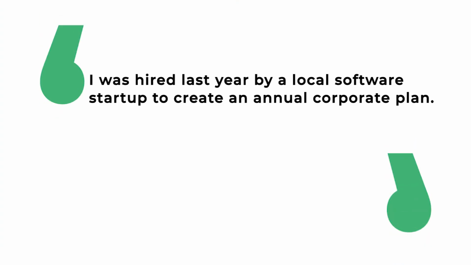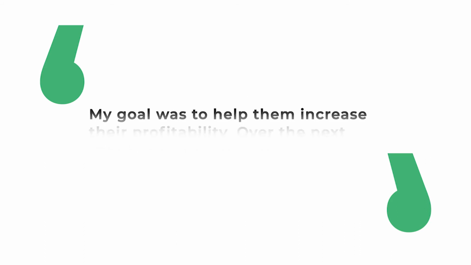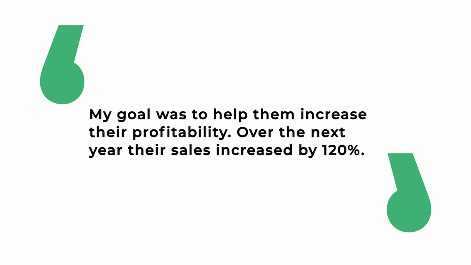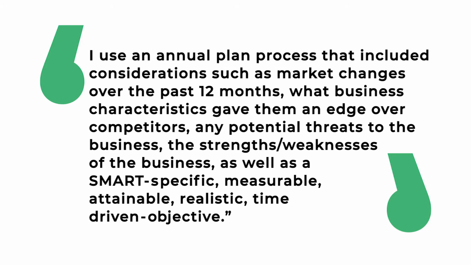I was hired last year by a local software startup to create an annual corporate plan. The plan helped them to define their scope, which in turn gave them a better perspective on what customers they should be targeting. My goal was to help them increase their profitability. Over the next year, their sales increased by 120%. I used an annual plan process that included considerations such as market changes over the past 12 months, what business characteristics gave them an edge over competitors, any potential threats to the business, the strengths and weaknesses of the business, as well as a SMART objective: specific, measurable, attainable, realistic, time-driven.